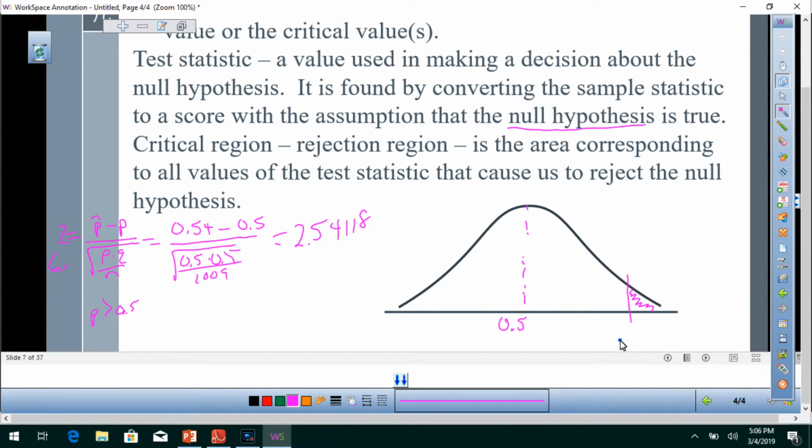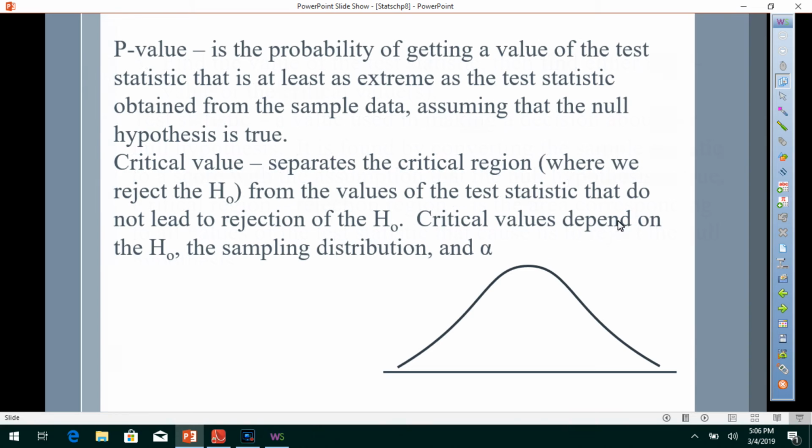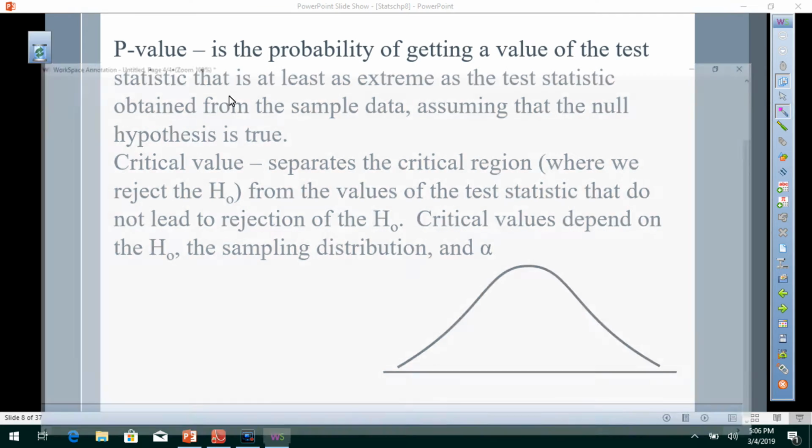Depending on what our alpha is will depend on what the z-score is. This will be our alpha here, and then we'll find the z-score based on that, and we'll see where this falls. If it falls inside of here, we will reject the null hypothesis. If it falls in the good zone over here, then we will accept the null, or fail to reject the null hypothesis.